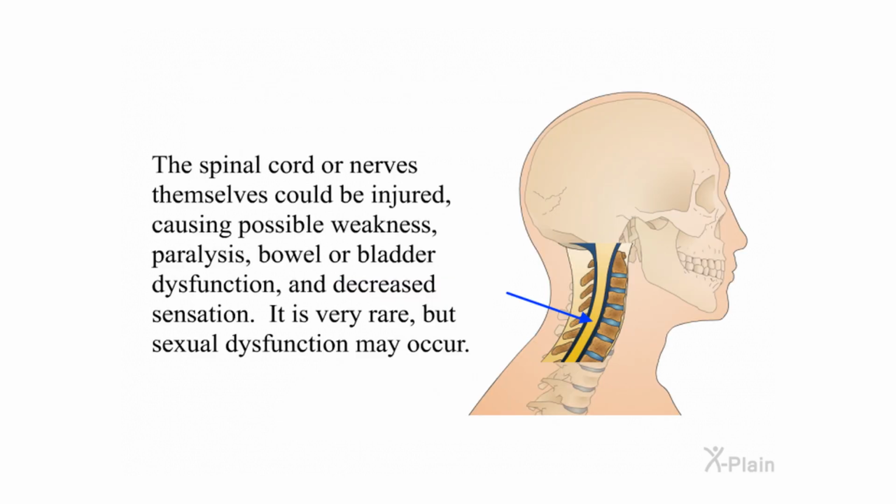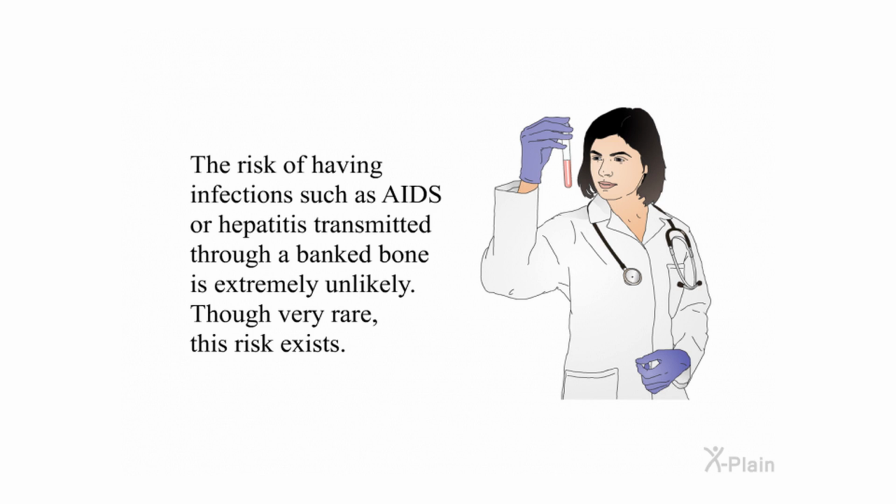The spinal cord or nerves themselves could be injured, causing possible weakness, paralysis, bowel or bladder dysfunction, and decreased sensation. It is very rare, but sexual dysfunction may occur. The risk of having infections such as AIDS or hepatitis transmitted through a banked bone is extremely unlikely. Though very rare, this risk exists.